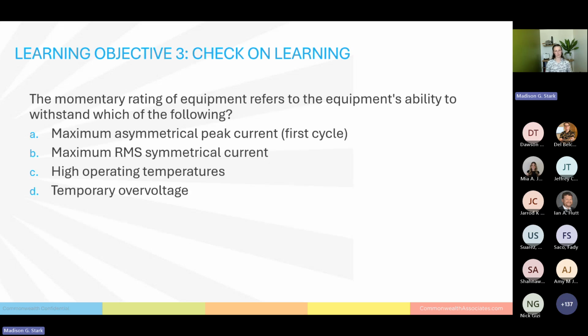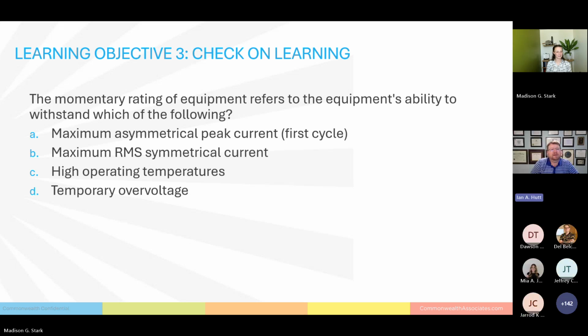All right, learning objective 3. All right, for the next one. The momentary rating of equipment refers to equipment's ability to withstand which of the following: the maximum asymmetrical peak current, first cycle, the maximum RMS symmetrical current, high operating temperatures, or temporary overvoltage. Submit your answers in the poll.